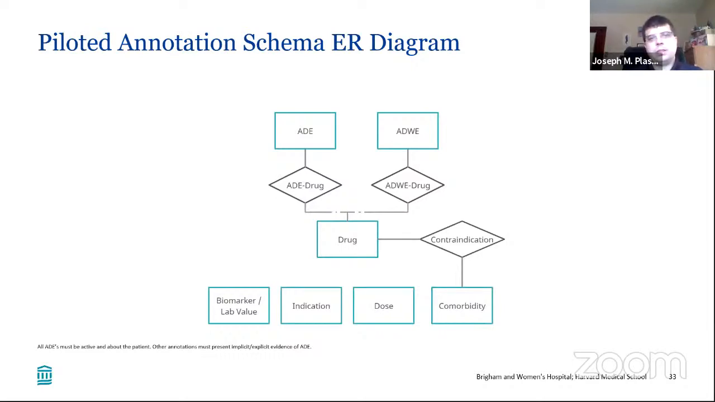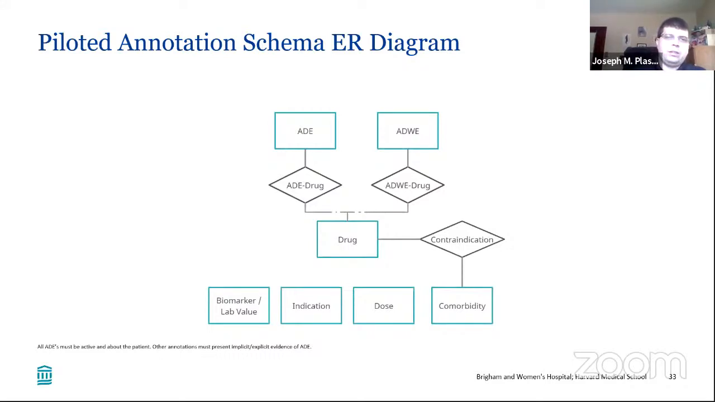We conducted a small pilot study with about 90 notes, 30 of which came from the N2C2 challenge. That focused on only a small subset of the aspects of the drug signature in order to capture only aspects that may be clinically useful to identify adverse drug events. We also specified that these ADEs must be active about this particular patient and other annotations must present implicit or explicit evidence of the adverse drug event. So we're not annotating every single drug, we're just annotating those drugs that are related to an adverse drug event.